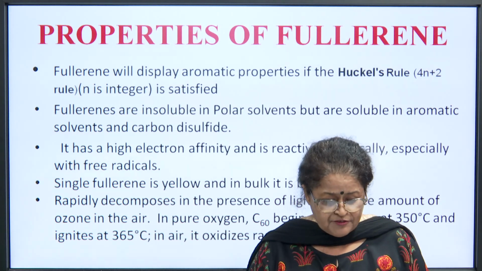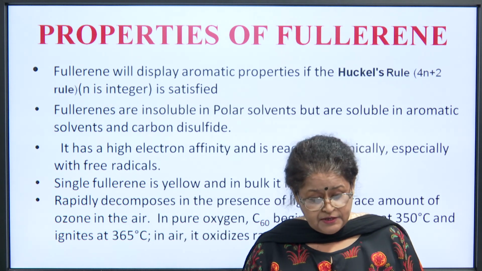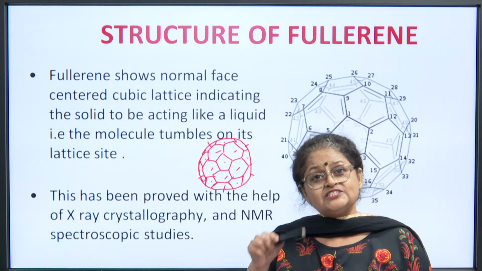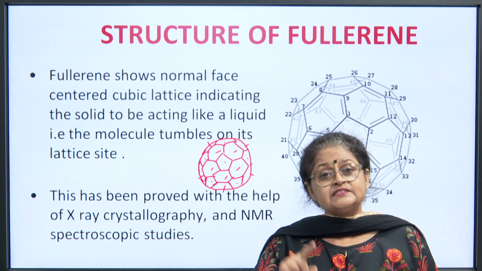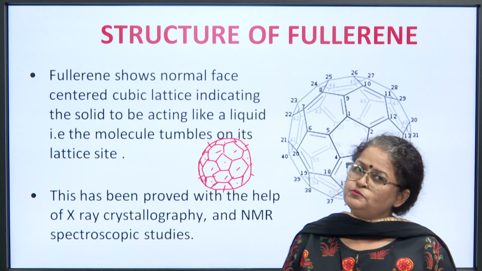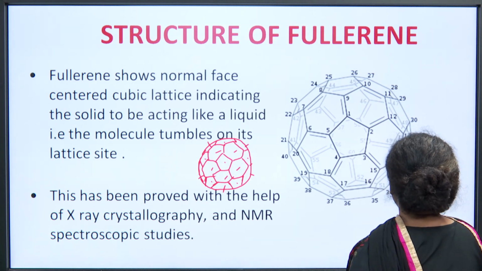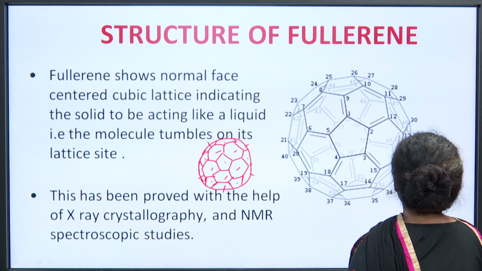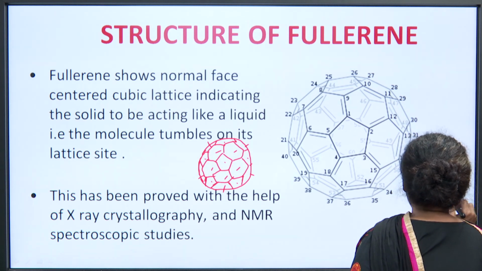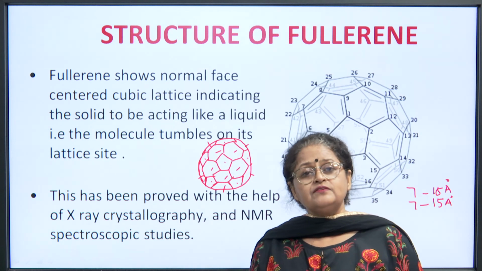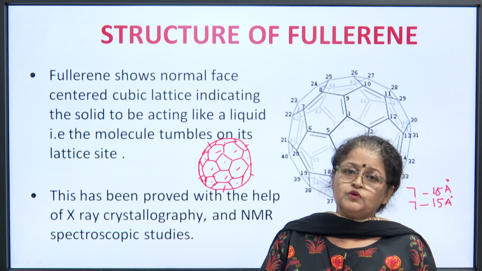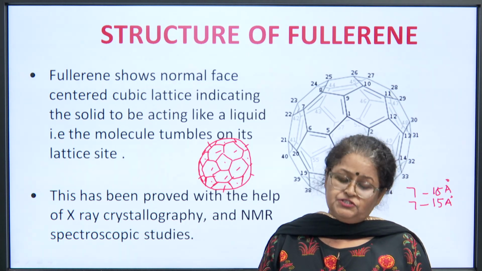Apart from that, fullerene has a cage like structure. We had taken it up earlier. It has a cage like structure, and this cage measures 7 to 15 angstrom units. So if it has a diameter 7 to 15 angstrom units, that means it will be a nanomaterial. Why? Because nanomaterials are the ones which are in nano dimension, on nano scale, at least in 1 dimension. So 15 angstrom means 1.5 nanometers.